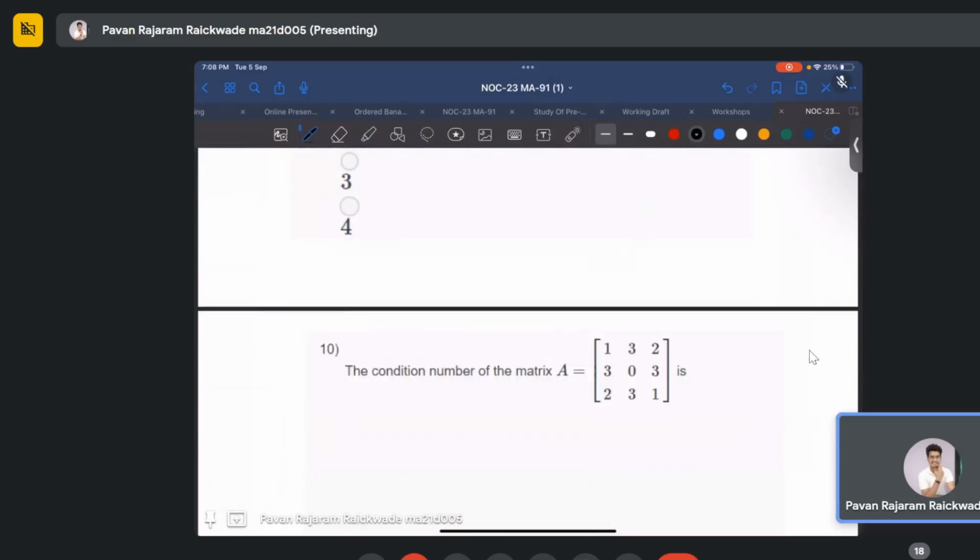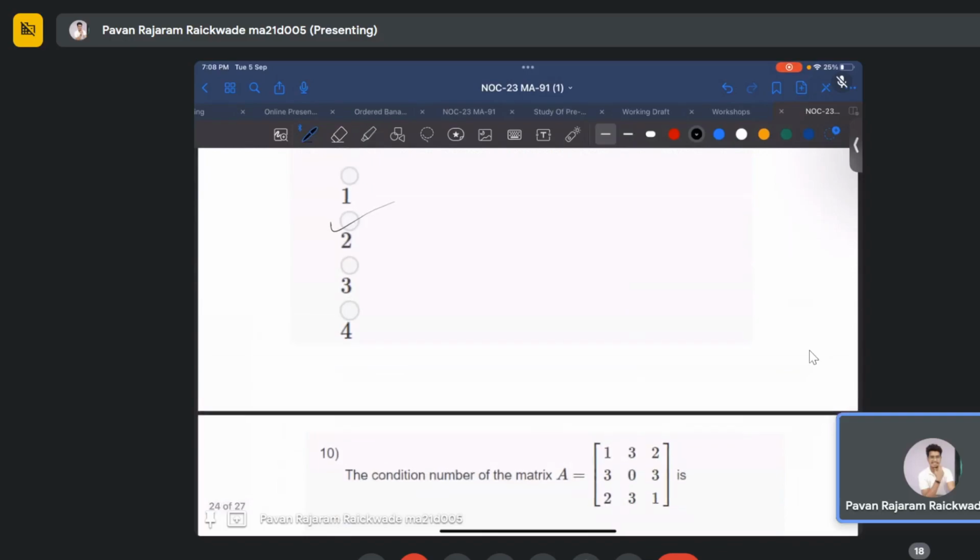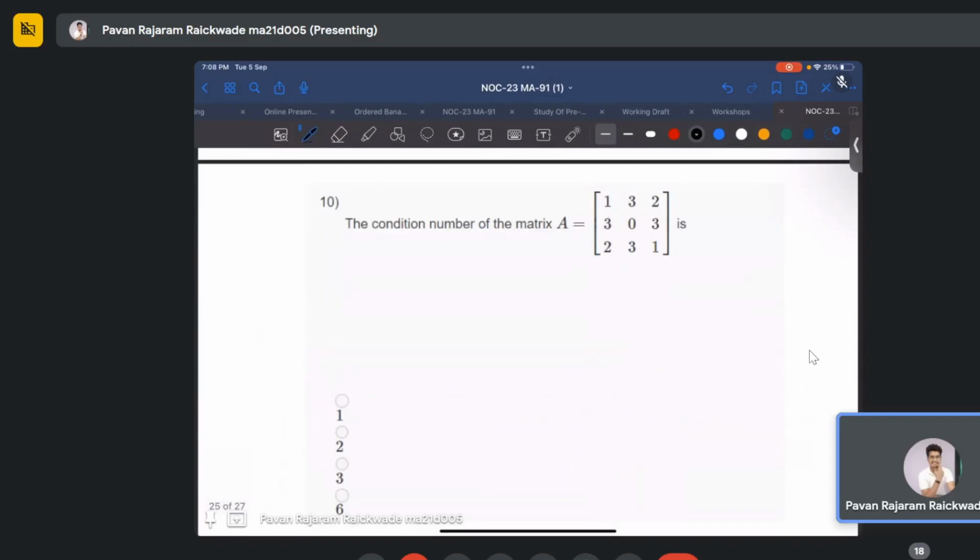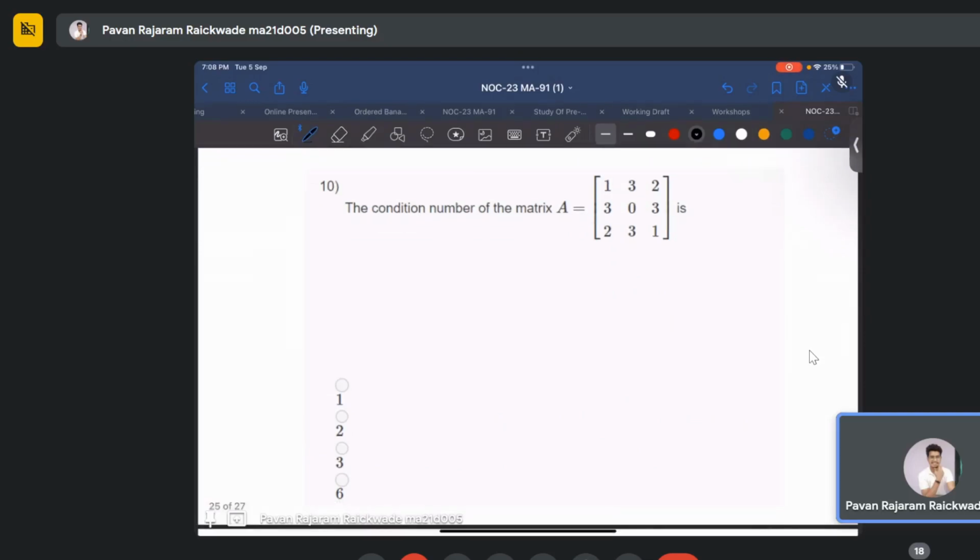Okay, so we are at question number 9. We are done. So question number 10. The condition number of matrix A is... There is some direct formula, I guess, for condition number. If I remember correctly, that's the maximum singular value upon minimum singular value. Is it correct? Yes, sir.